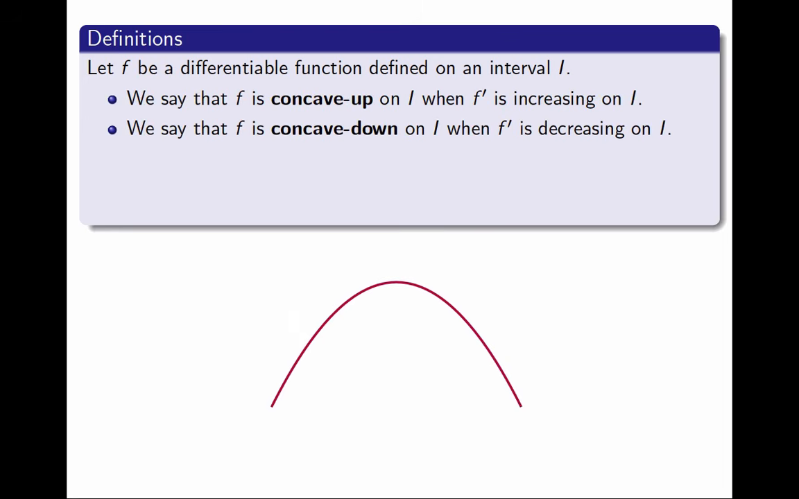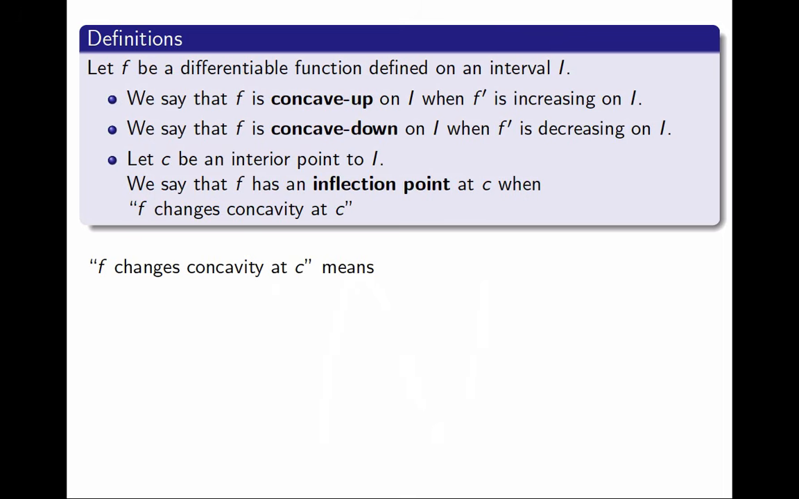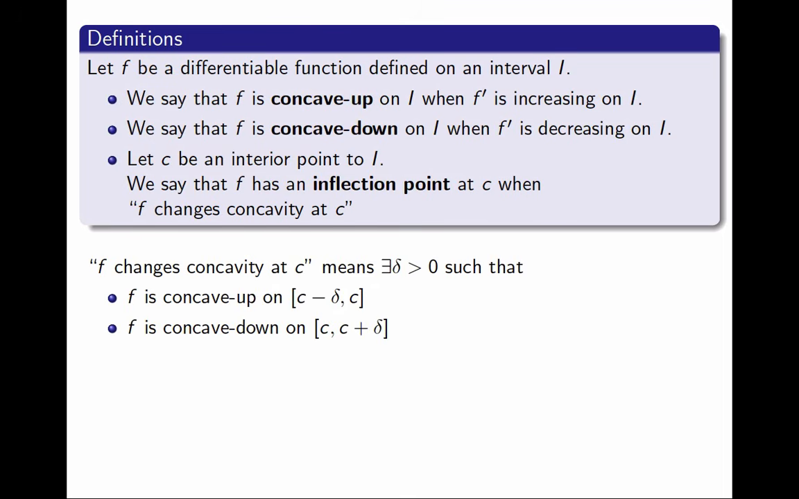And there are some special points, the ones where concavity changes from one type to the other. We're going to give them a name. We're going to call them inflection points. Inflection point is an interior point where the function goes from concave up to down or vice versa. For example, in this graph here, to the left of the point we have concave down, and to the right we have concave up. If we want to be a bit more formal, we can say that changing concavity at a point means there is an interval centered at the point such that on the left-hand side it's concave up, on the right-hand side it's concave down, or the other way around.